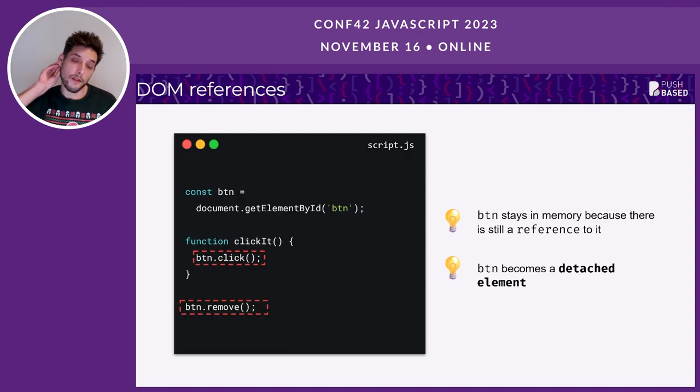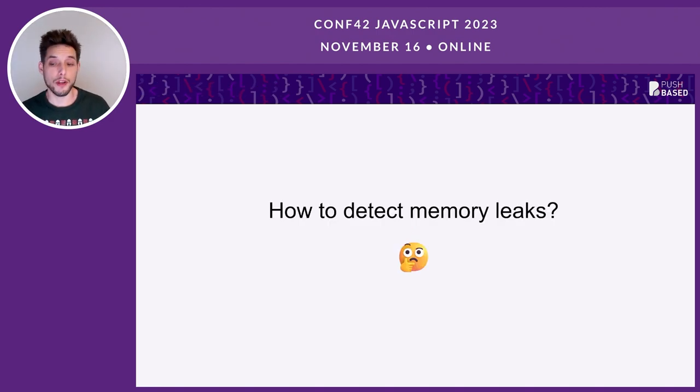HTML elements have some specifics here. They are not only contributing like JavaScript values, because if you end up having an HTML element which you cannot clean up anymore, it will become a detached element. In this case, you just have a reference in a function that is never cleaned up in a global scope to a button that you actually wanted to remove, so the button cannot really be removed. Of course, it's not part of the DOM anymore that the user sees, but it will be a detached element. So now we know what memory leaks are.